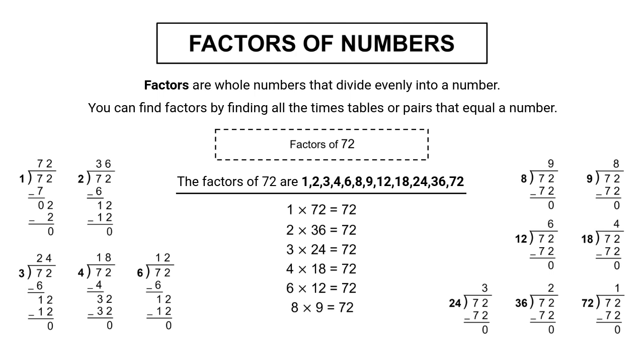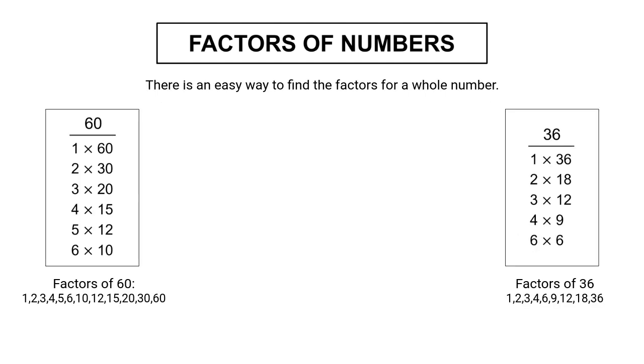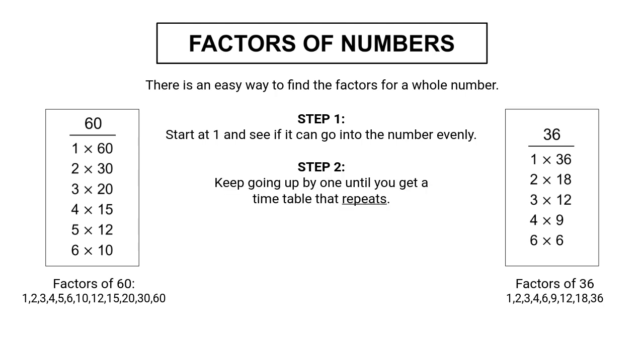So I'm going to show you a quick way on how to find the factors of any number. For the method I'm going to show you, we're going to make a list, and there are 3 basic steps that we're going to follow. First, we're going to start at 1 and see if it can go into the number evenly. Second step, we're going to keep going up by 1 until we get a times table that repeats itself. And finally, once we get the repeat times table, we're going to write the factors from our list. Let's get into an example.